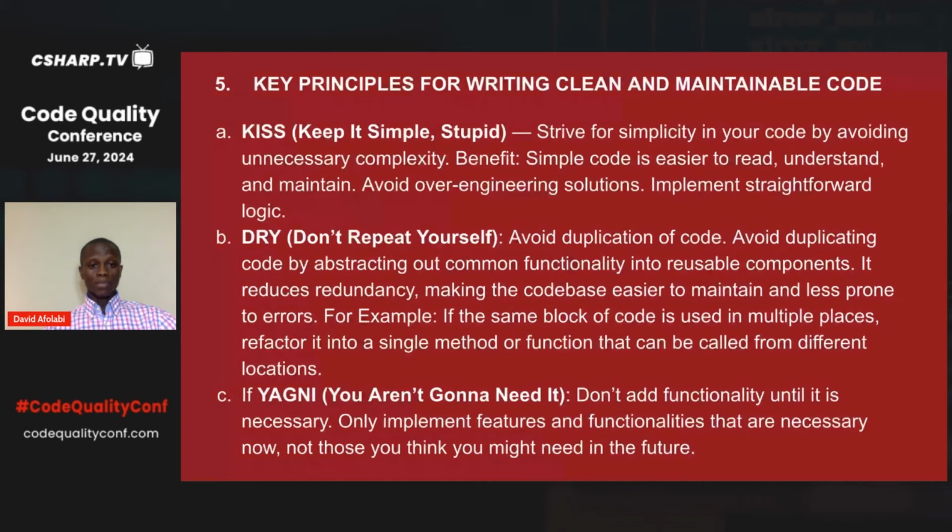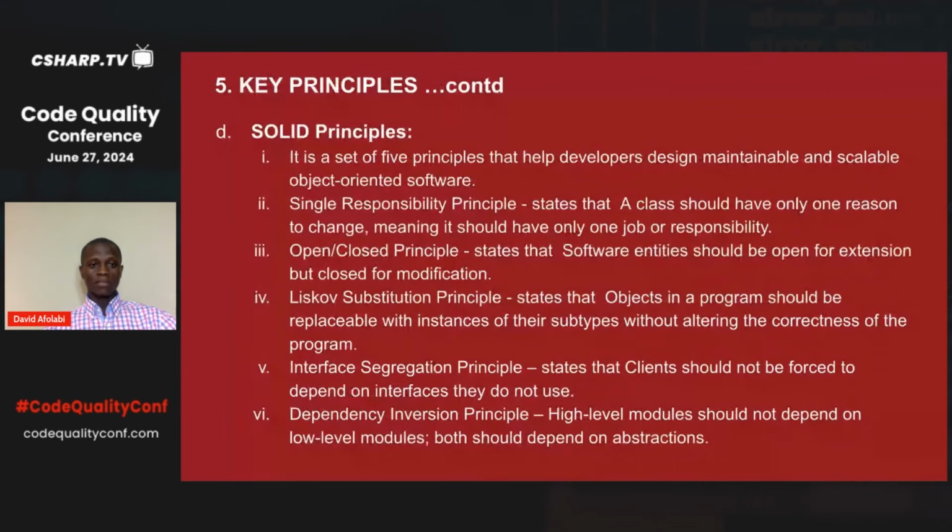Next are the SOLID principles, which have quite a number of subsets. On that list, first is the single responsibility principle, which states that a class should have only one reason to change, meaning it should have only one job or responsibility, nothing more, nothing less. Next is the open-closed principle, which states that software entities should be open for extension but closed for modification. Then the Liskov substitution principle. This states that objects in a program should be replaceable with instances of their subtypes without altering the correctness of the program.